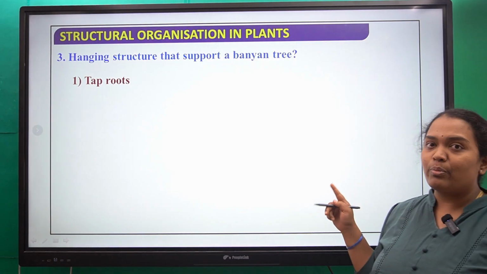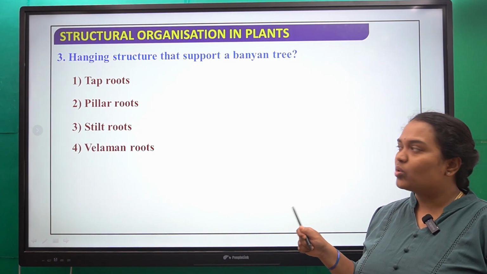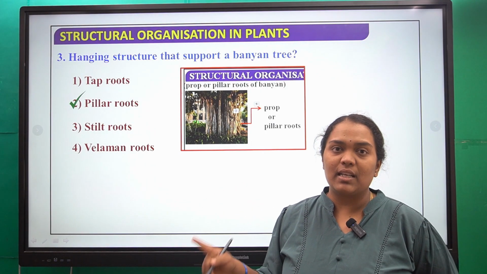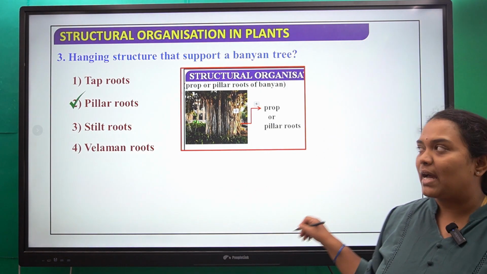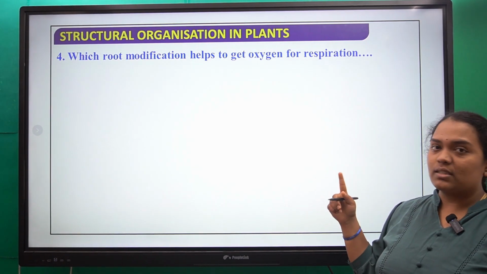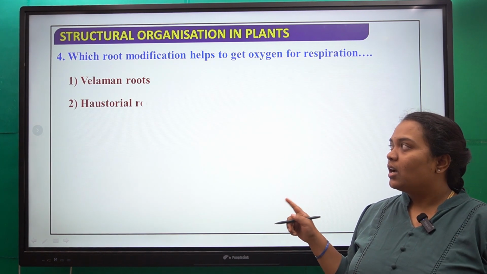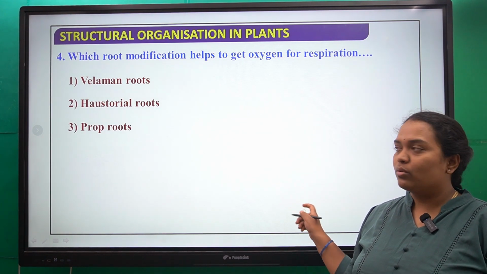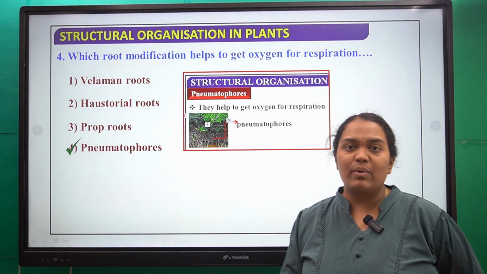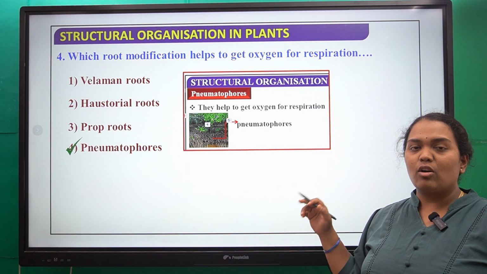Hanging structures that support a banyan tree, are they tap roots, pillar roots, stilt roots or velamen roots? It is nothing but pillar roots. From the name, a pillar supports the building. In the same way, these roots are supporting the banyan tree. Which root modification helps to get oxygen for respiration? Is it velamen roots, haustorial roots, prop roots or pneumatophores? So the answer would be pneumatophores, which have the ability to take up oxygen when the plants are growing in marshy or water areas.